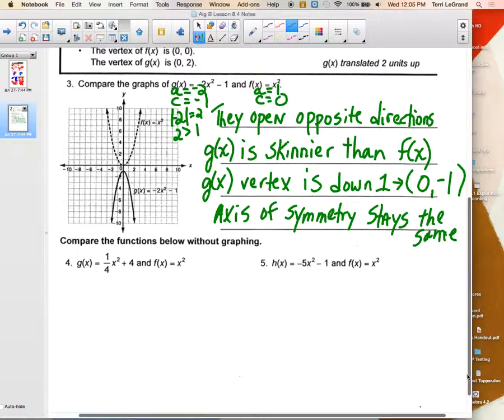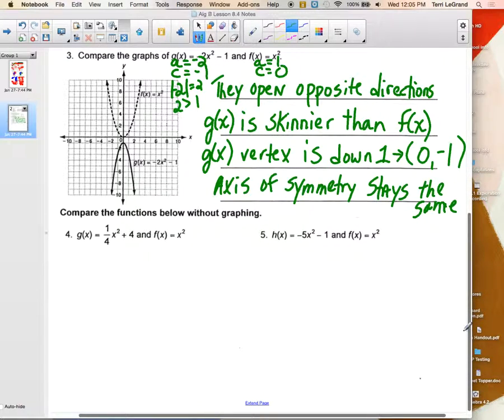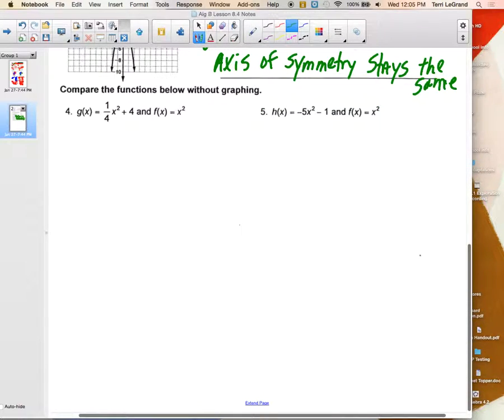Okay, so now we're going to do 4 and 5 without a graph. Okay, and then we can verify it with our graphing calculator if we think we have time here. So number 4. G of x equals 1/4 x squared, and f of x equals x squared. What did I say is the first thing we're going to do? Identify the a and the c. Okay, so our a value for this one, and our c value for this one, and our a value for this one, and our c value for that one. So go ahead and get those identified.